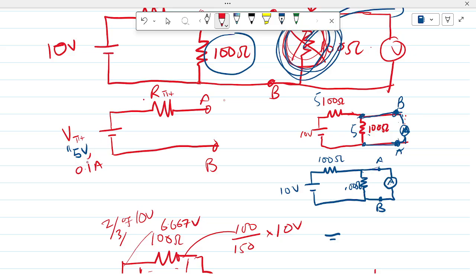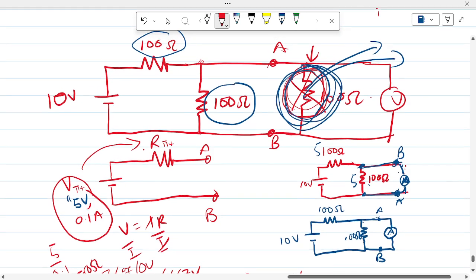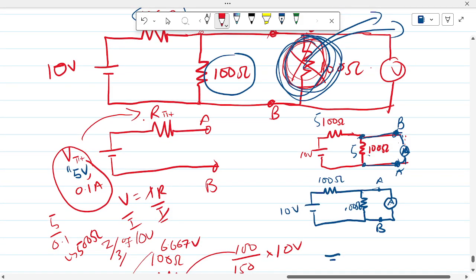We use these two to find our RTH, and that's going to be V over I, which is 5 over 0.1, giving 50 ohms. And that's it. We found the Thevenin equivalent circuit.